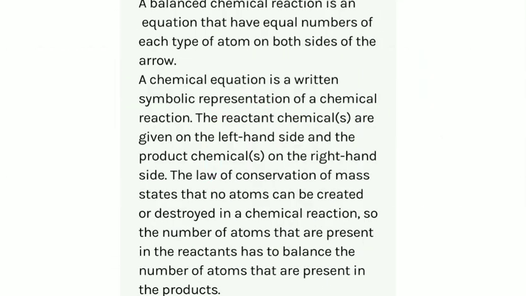Now friends, let's discuss the topic balanced chemical reaction. A balanced chemical reaction is an equation that has equal numbers of each type of atom on both sides of the arrow. A chemical equation is a written symbolic representation of a chemical reaction. The reactant chemicals are given on the left hand side, whereas the product chemicals are on the right hand side of the arrow. The law of conservation of mass states that no atoms can be created or destroyed in a chemical reaction. So the number of atoms that are present in the reactants has to balance the number of atoms that are present in the products. When this law is satisfied in a chemical reaction, that equation becomes balanced.